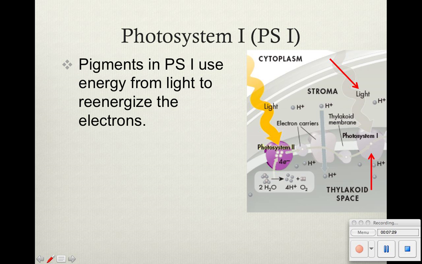So at this point, I've drawn some arrows. Okay, let's see if I can pick a different pen color. Right, light right here is going to be used at photosystem I. And it's going to re-energize those electrons that are passing through the electron transport chain so that they have energy again, because they're essential in some reactions that are going to take place in just a minute.